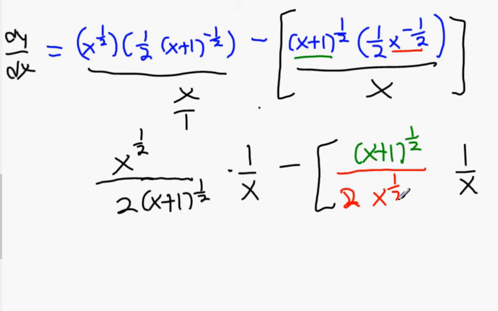look what happens next, okay? What we could do there is we can see this x here. What's x to the half divided by x? X to the half divided by x? 1 over x to the half.